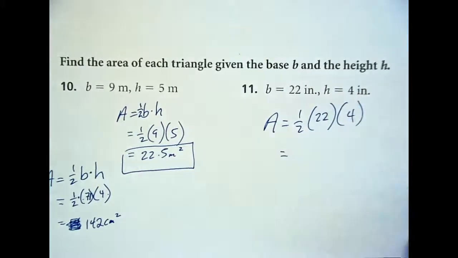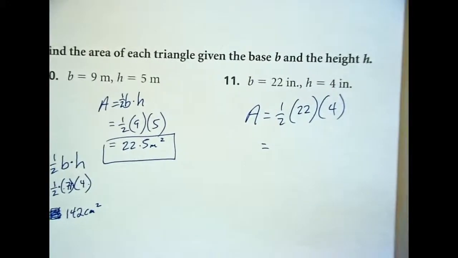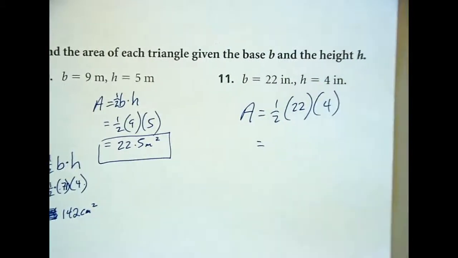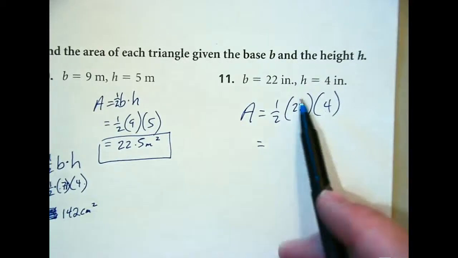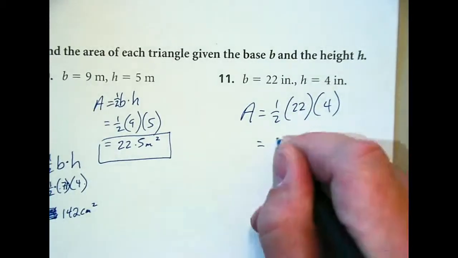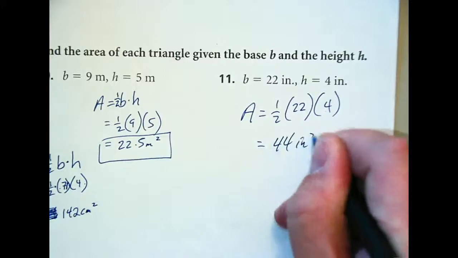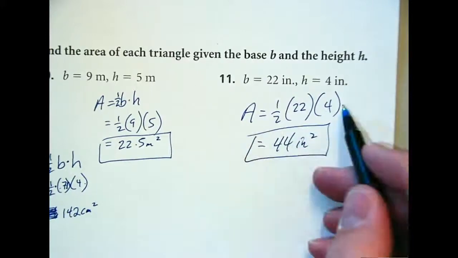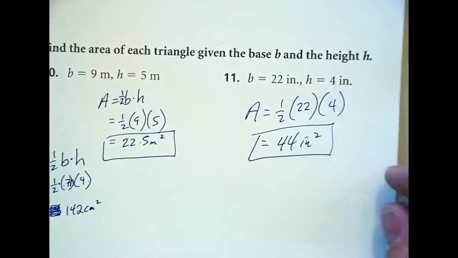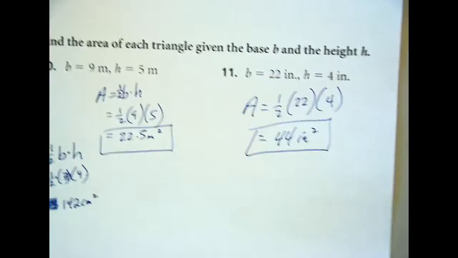Okay, what did you take half of? 4. Which one's the easiest, better one to take half of? Yeah. I took half of 22 because it's 11. Yeah, half of 22 is 11. 11 times 4 is? 44. 44. Oh yeah, that would have been easier. Yeah, if you take half of 4, then it's 2, and then you got to double it, but either way. 44 square inches. How many got it?